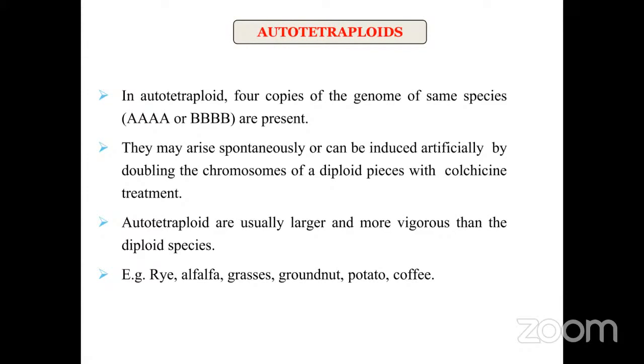A means one chromosome. If there is a chromosome number 1, you can find chromosome number 1 four times, because the entire set of a chromosome has been duplicated four times, and that's why it is an autotetraploid. Four copies of each chromosome, four copies of the entire set of chromosomes. Okay, so what are the examples? Rye, alfalfa, grasses, groundnut, potato, and coffee. These are the examples for autotetraploids.